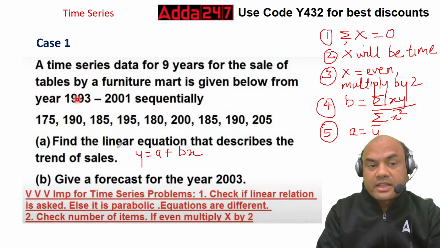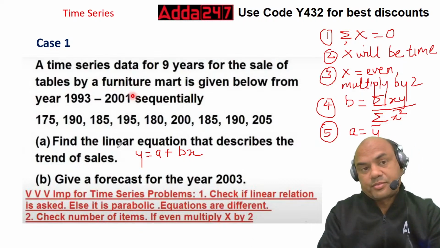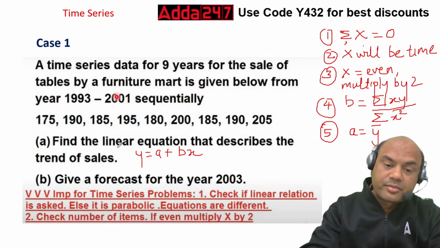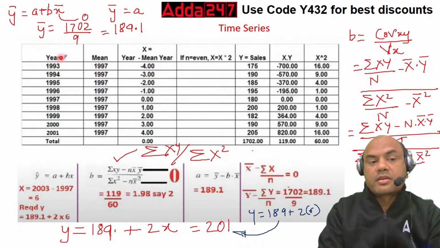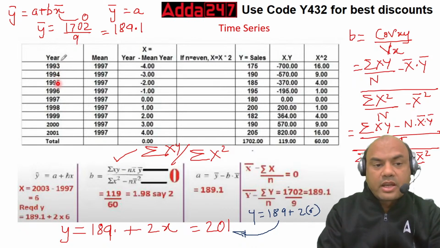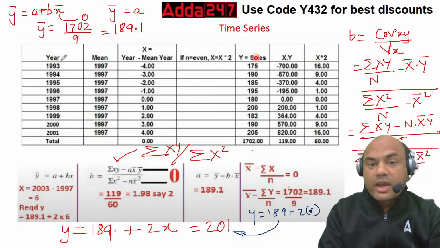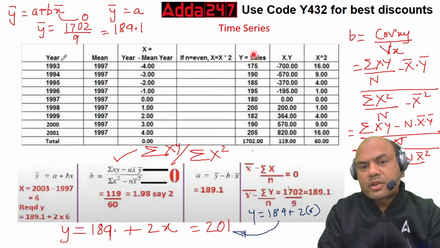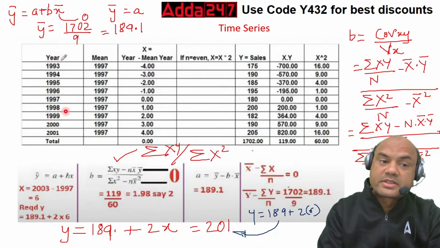Is this x, 93, 94, 95, 96? No, this is not x. You have to find this out. I'll show you. See this. Plot the year: 93, 94, 95, 96, 97, 98, 99, 2000, 2001. So 9 years I have plotted. But this is not x. Y is okay. Y is very simple. Whatever is given, take y. But this is not x.